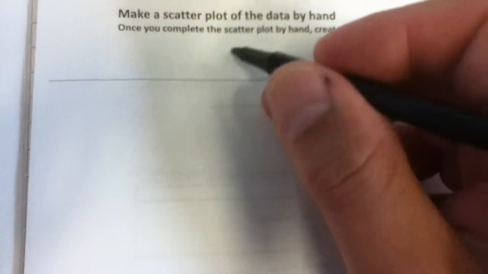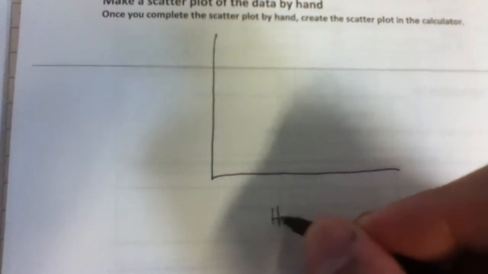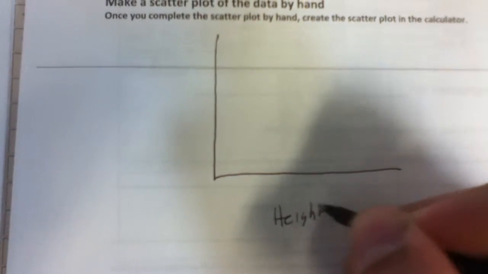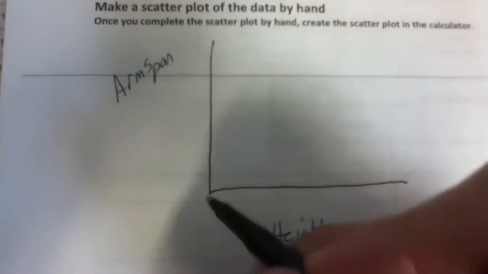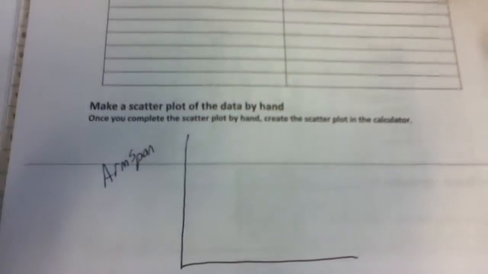Then you're going to start, not with your calculator, but by putting height on your x-axis, arm span on the y-axis. You're going to determine your scale, put the data in your calculator, list 1, list 2, get your scatter plot, and then on the next page, you're going to answer all these questions in your group.